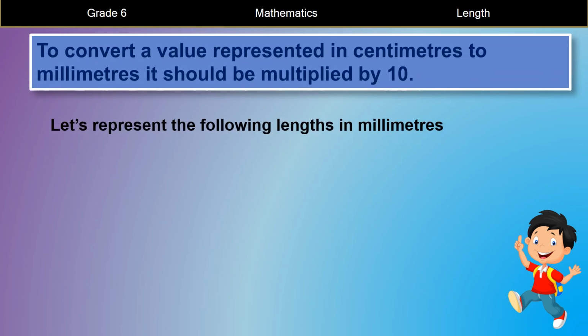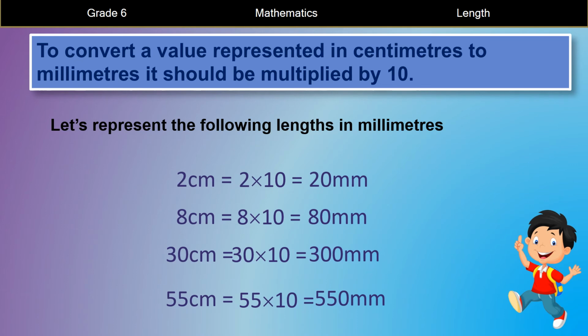Now let's do a problem. To convert a value represented in centimeters to millimeters, it should be multiplied by 10. Using this, let's try to represent the following lengths in millimeters. First one, 2 centimeters. Now we know that centimeters is bigger than millimeters. We know that to convert a bigger unit to a smaller unit, we have to multiply. Then 2 centimeters when multiplied by 10 is 20 millimeters.